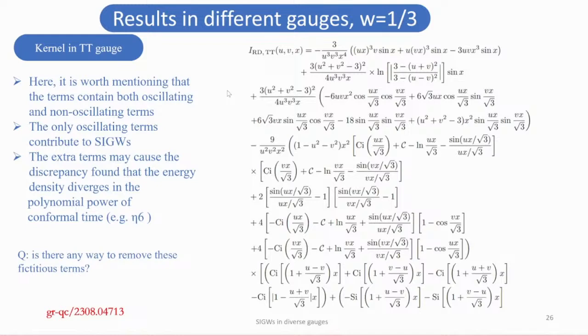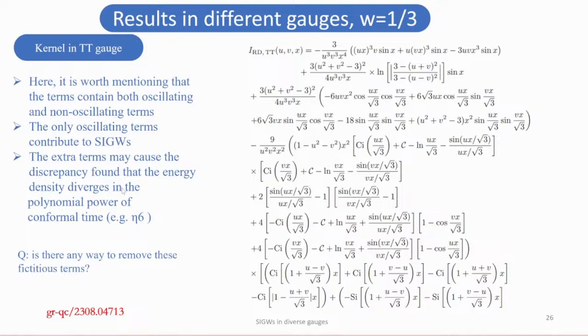in this TT gauge. So here you can see it is worth mentioning that the terms contain both oscillating and non-oscillating terms. Only the oscillating term here contributes to the scalar-induced signal. Extra terms may cause the discrepancy in the energy density. When you talk about the oscillating term, only sine x or cosine x terms are the oscillating terms, the rest of the terms are non-oscillating terms. You see? So that may cause the divergence.